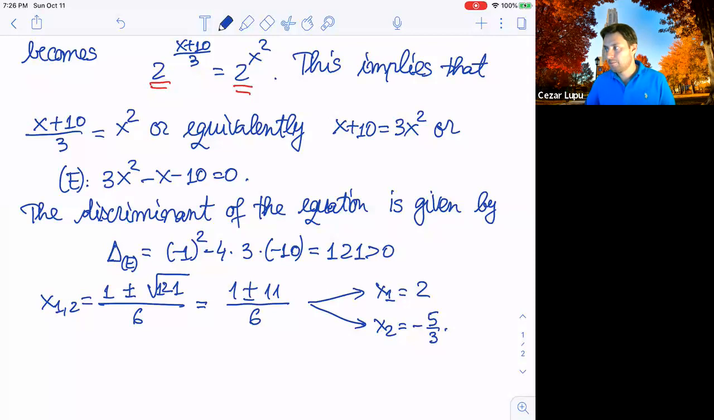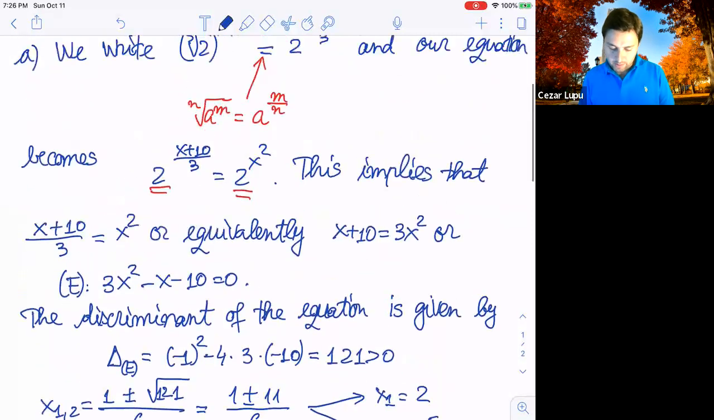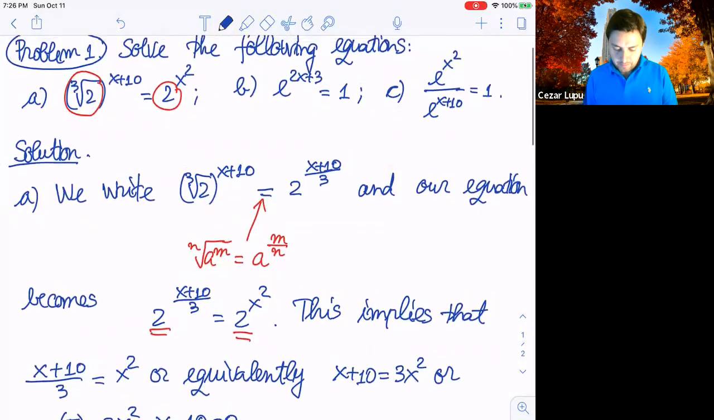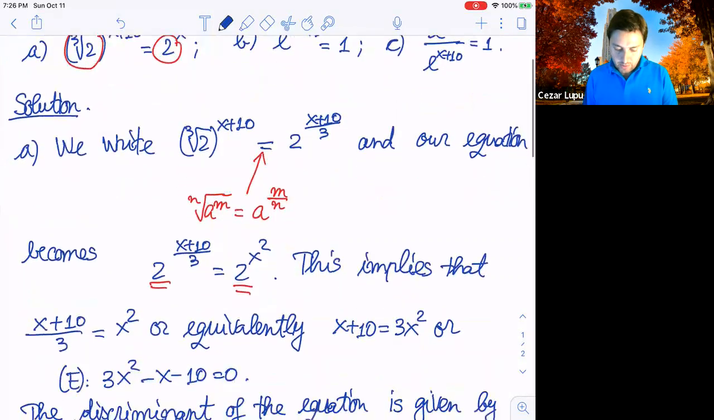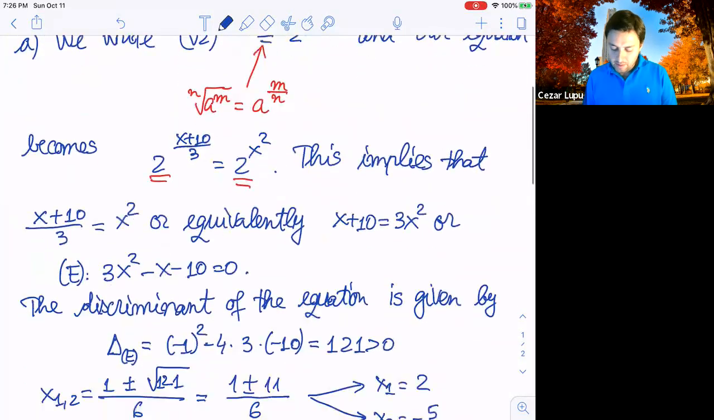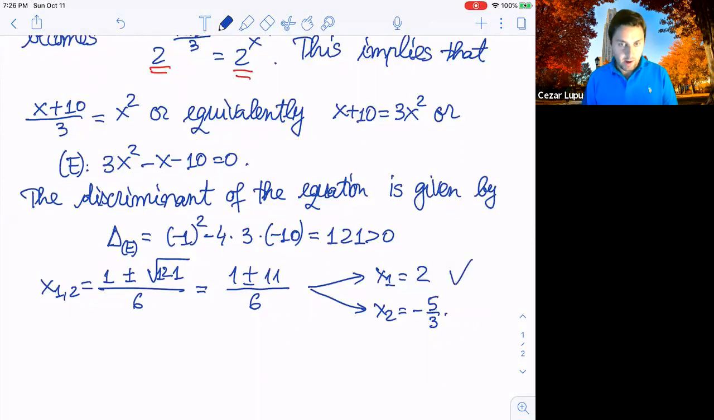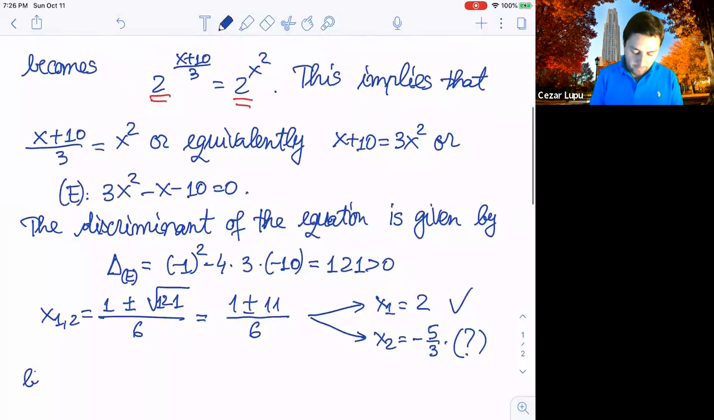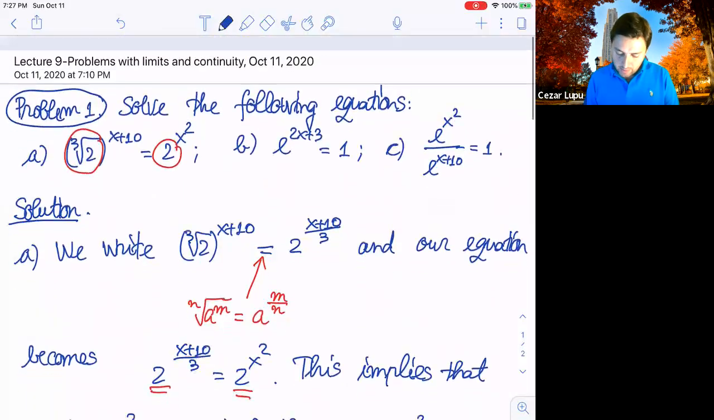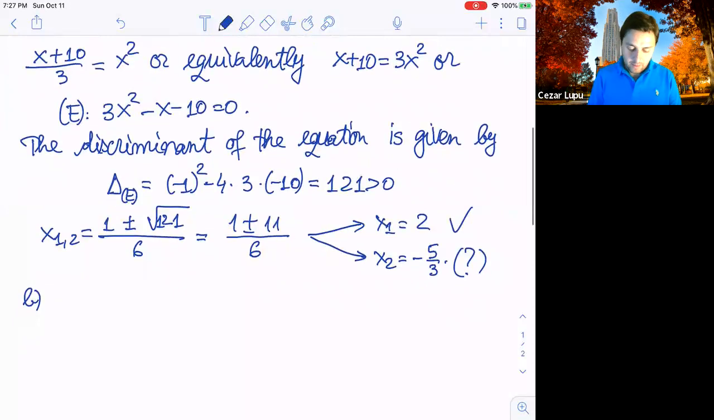And we would like to see which one works. If you plug in 2, clearly this works. This is good. But I'll leave it to you as an exercise to see if the other one is good or not. So I'll leave a question mark here. All right, now let's see the second one. The second one was e to the power 2x plus 3 equals 1.